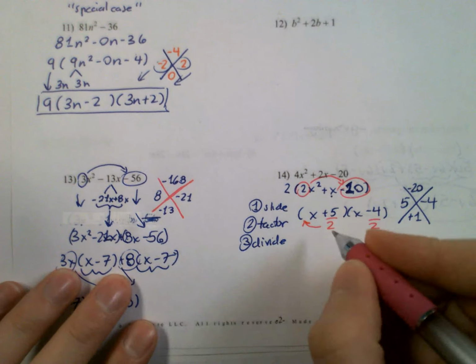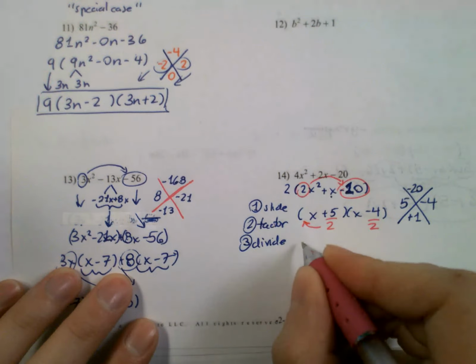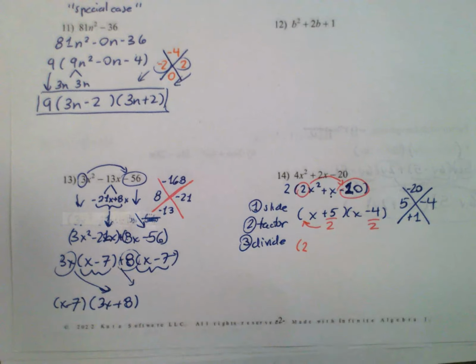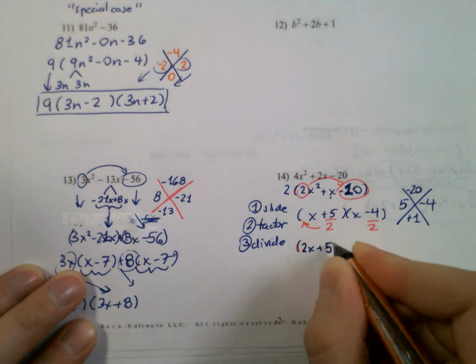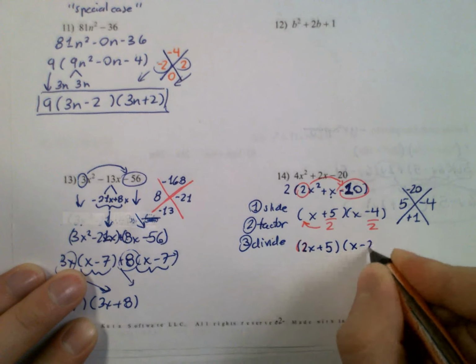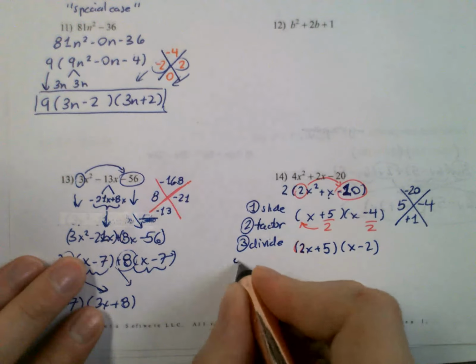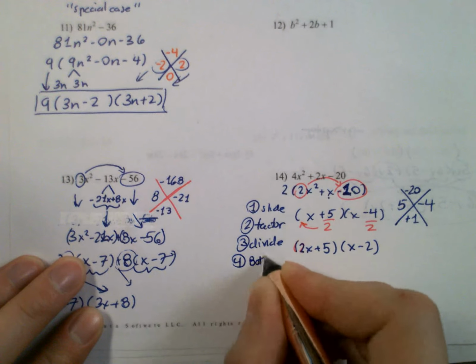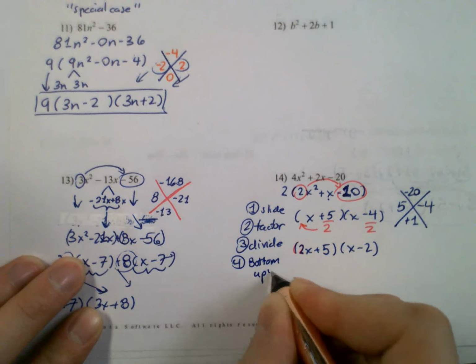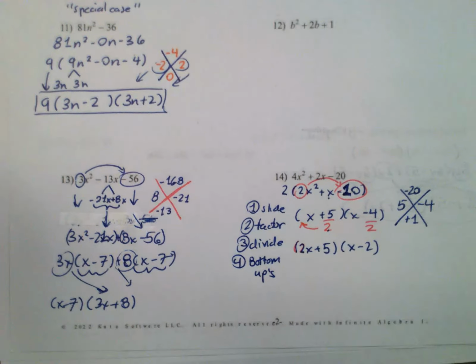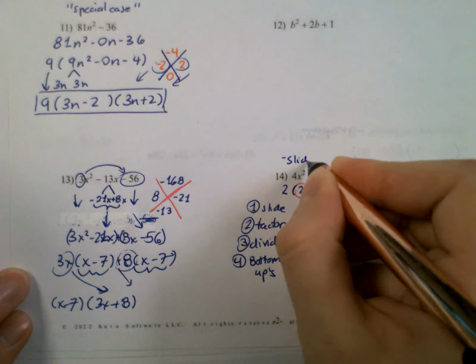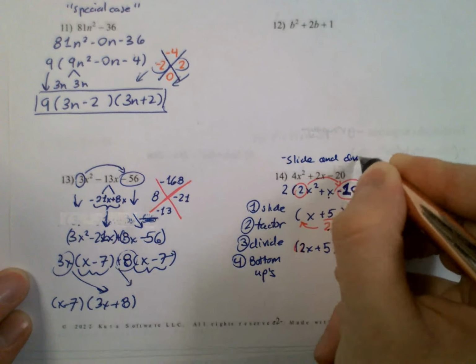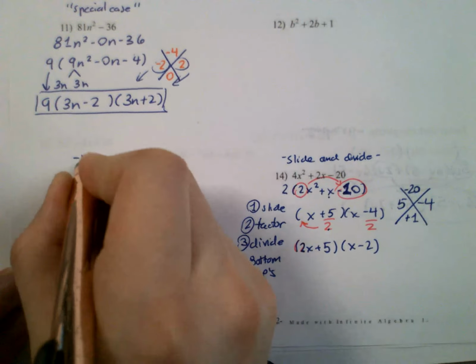Okay? So again, just to finish this up, you move it over. That leaves you with then 2x plus 5 and x minus 2, which means that part is bottoms up. You're taking the bottoms and putting them upstairs in front of the x. And that's the other method, and that's called slide and divide. This is Rainbow.